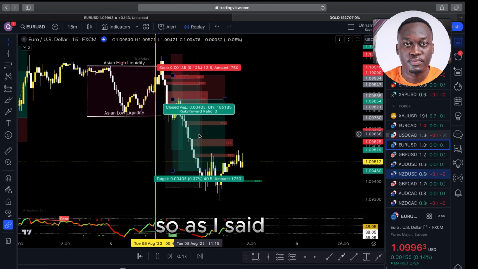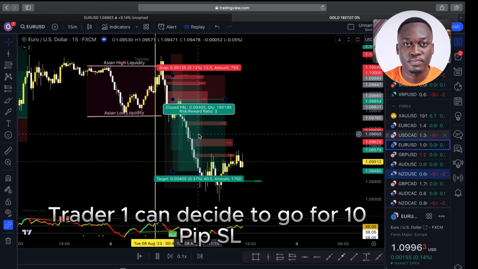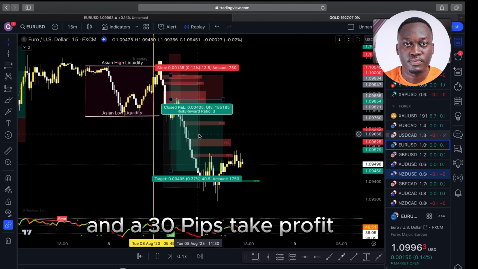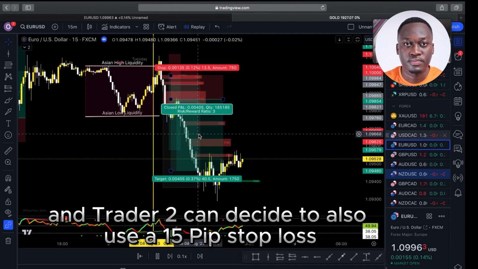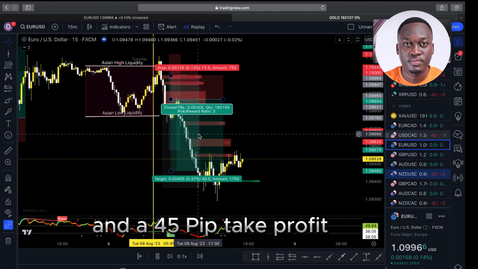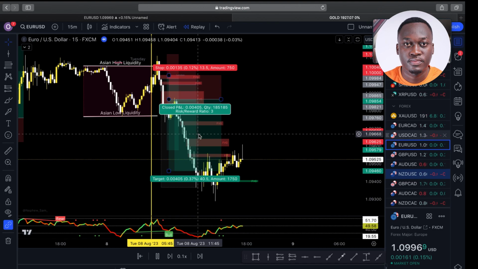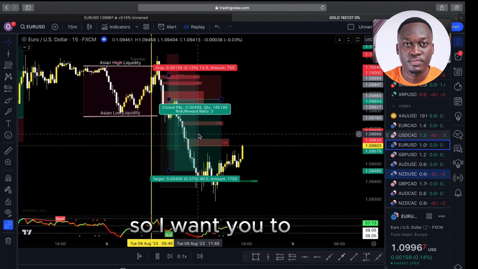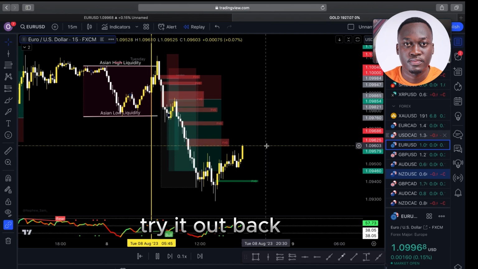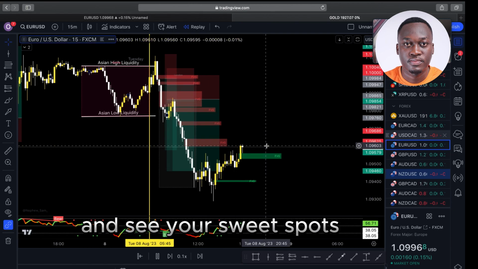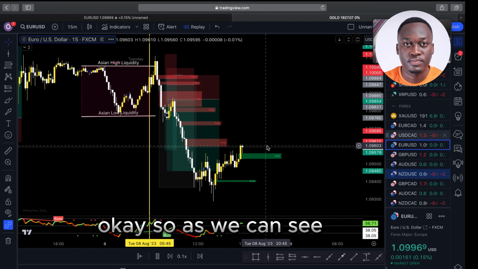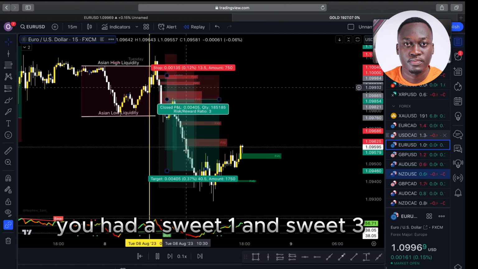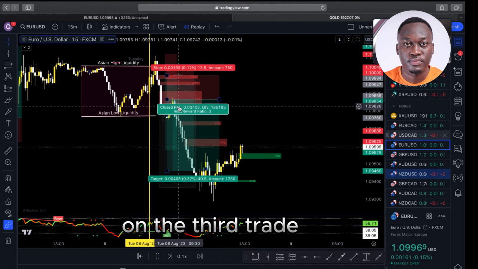So as I said, trader one can decide to go for a 10 pip stop loss and a 30 pip take profit. That is a 1:3. And trader two can decide to also use a 15 pip stop loss and a 45 pip take profit for his 1:3. Is that okay? And another trader can be in between the 10 and the 15. It's all about your risk appetite. So I want you to try it out, backtest it for yourself, and see your sweet spot, what works best for you. Okay, so as we can see, we had a sweet 1:3 on the third trade.